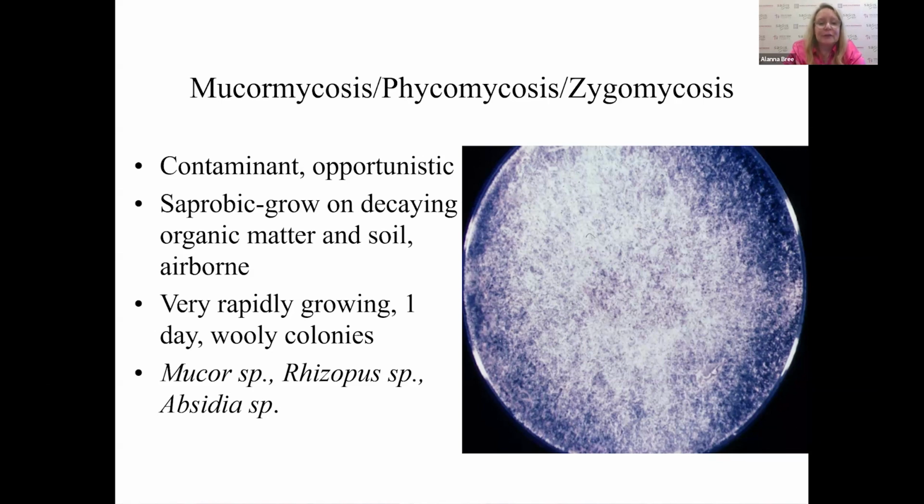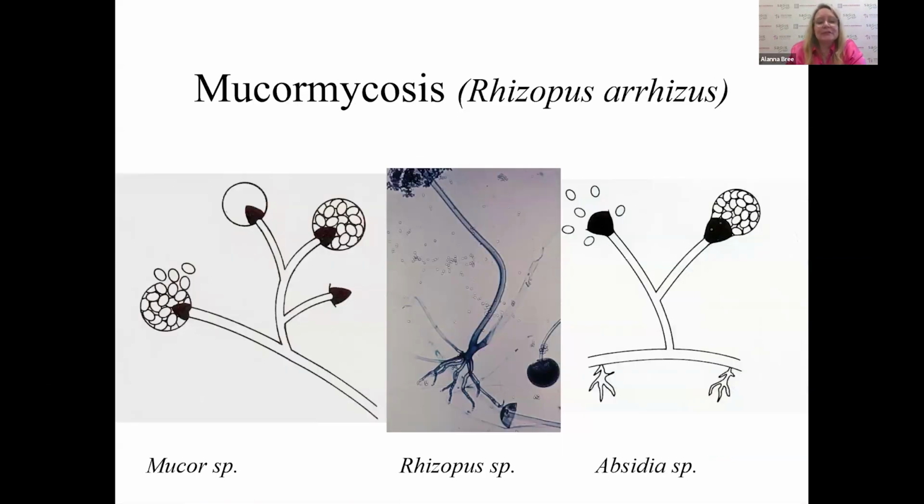These are saprophytic. They grow in decaying organic matter such as soil. They can be airborne, so they can get on the scalp of a child, especially those with atopic dermatitis, when they're scratching a lot. So again, clinical pathologic correlation is very important. And here you can see mucor and rhizopus and what they look like depicted and in photomicrographic form.